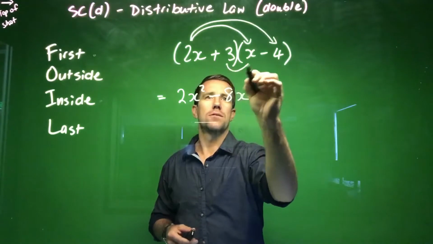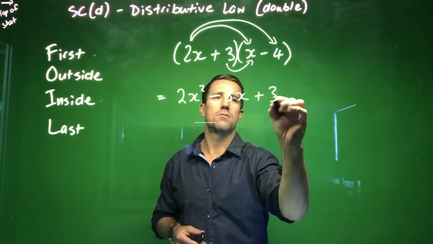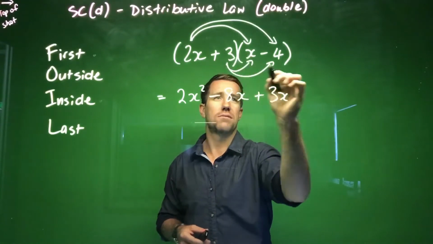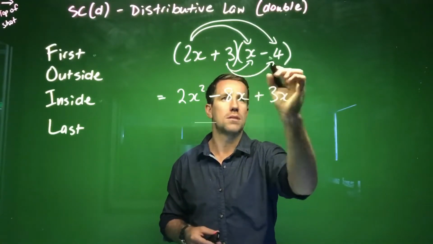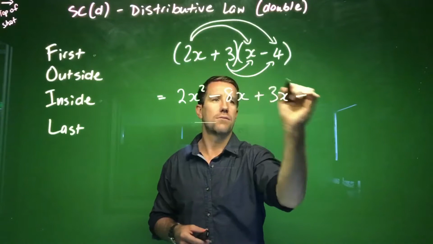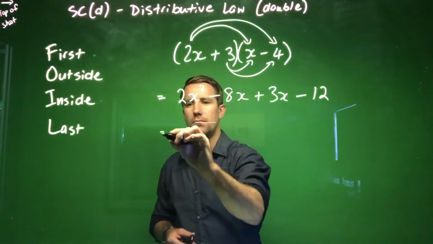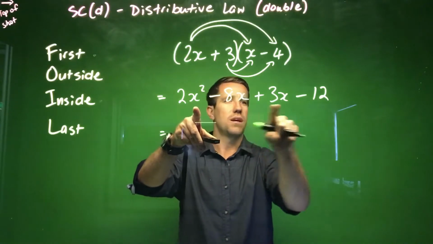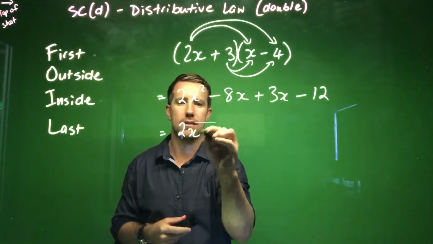Inside terms are 3 times x, nice easy one, so plus 3x. And then last one is positive 3 multiplied by negative 4. So positive and a negative gives us a negative, and 3 fours, we know 12. Always look at simplifying here. We've got an x squared term here. We haven't got any others, so that will remain as is.